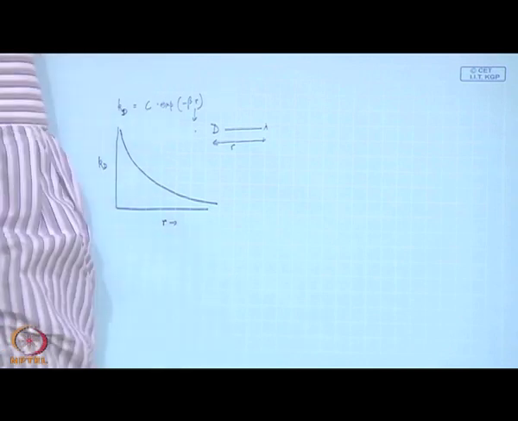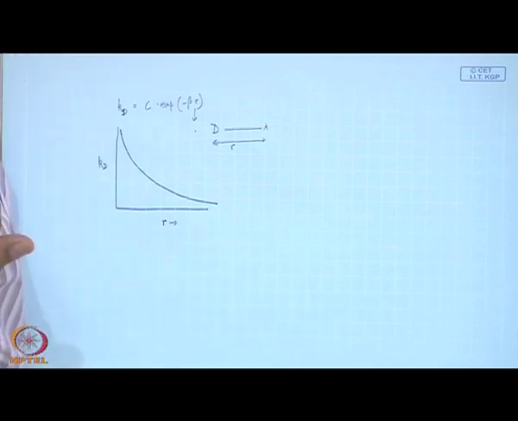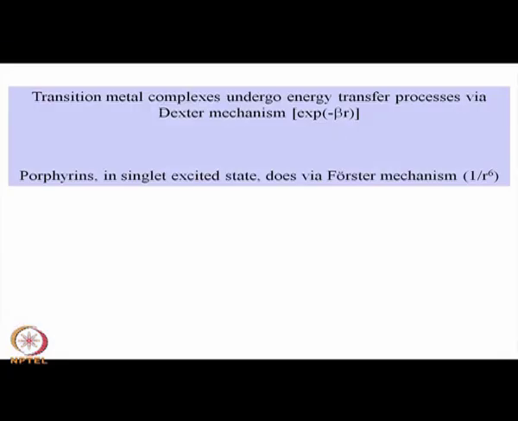Okay. So, that is about this electron exchange. When the electron exchange mechanism is operative, transition metal complexes undergo energy transfer via the Dexter mechanism, that is exponential to the power minus beta r, and porphyrins in singlet excited state do so via the Förster mechanism. So, these are typical examples. You can find plenty of examples in literature and also in books.